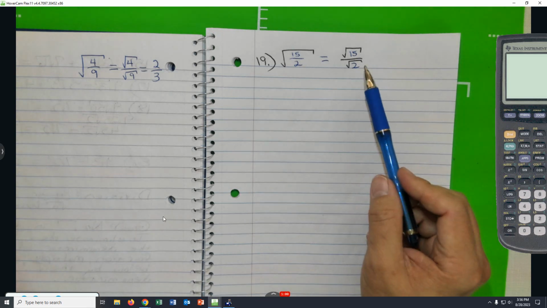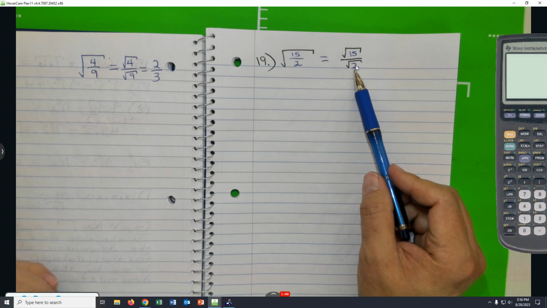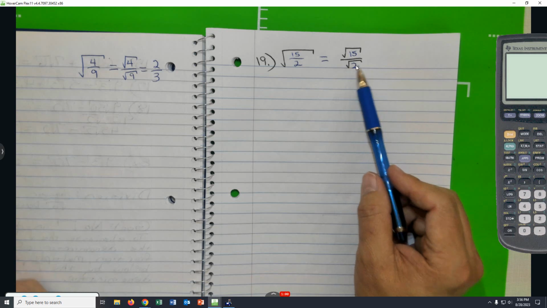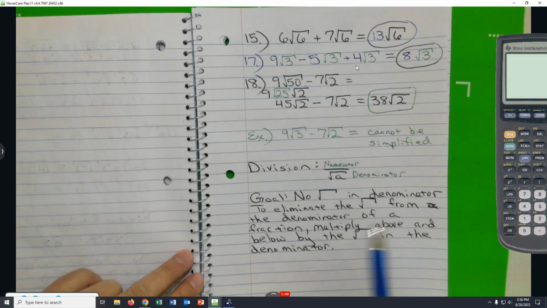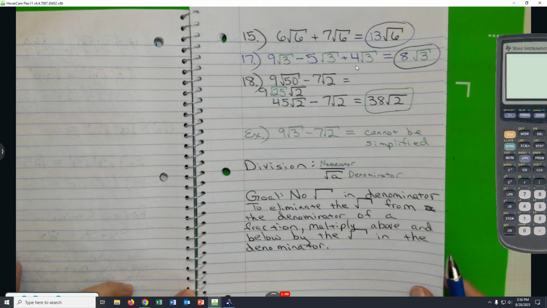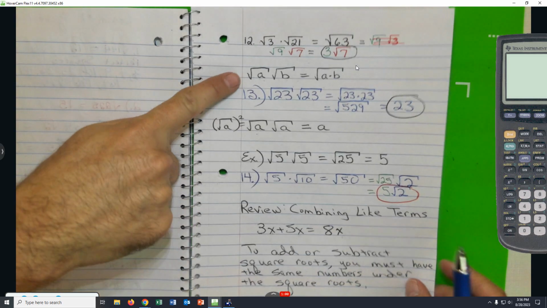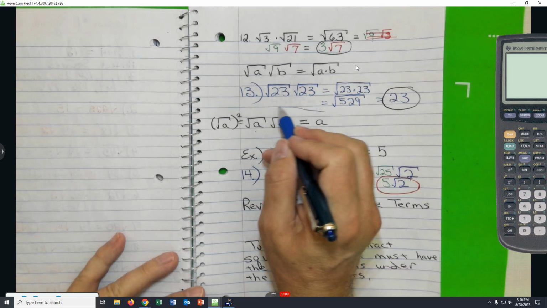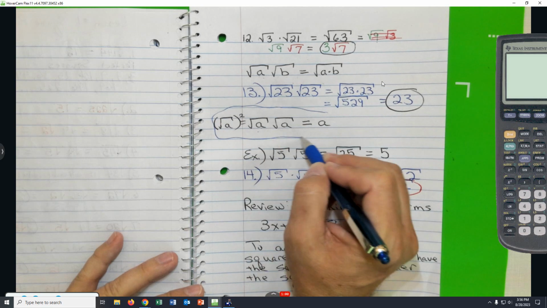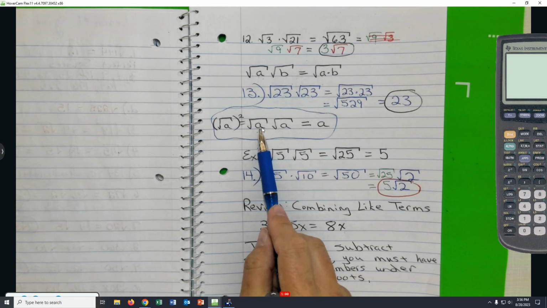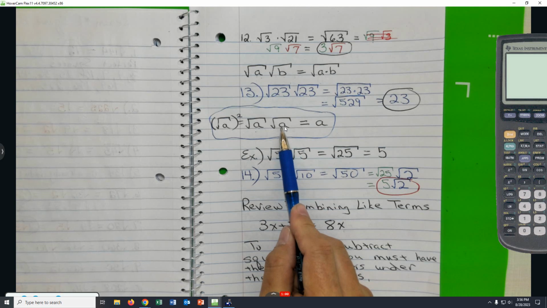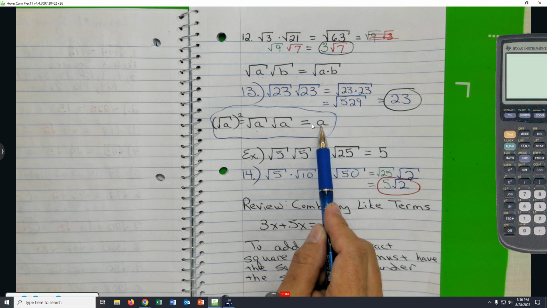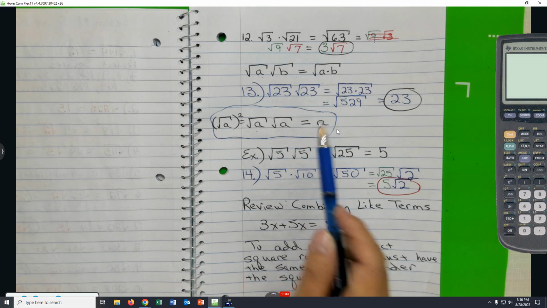Now, we have a 2 down here in the denominator. Is 2 a perfect square? We have to create a perfect square so that the denominator disappears. Remember, our goal is to eliminate the square root from the denominator. And remember this little rule we made up here? It had to be important for some reason. If you have a square root and you multiply it by itself, you get a perfect square, so the square root disappears. That's going to be our trick.